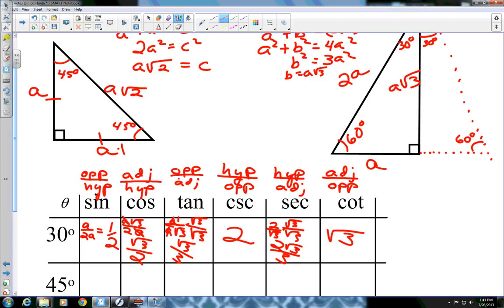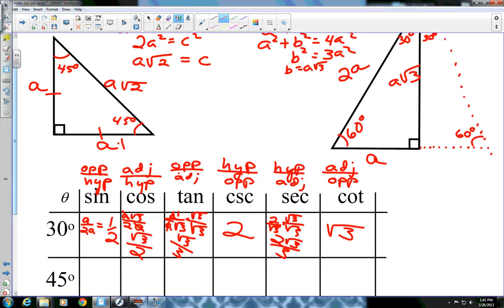Okay, so let's look at 45 degrees. So let's see. Doesn't matter which 45-degree angle I choose. I'll choose this one down here. Okay, so that would make this side opposite. Well, the opposite is A. The adjacent is also A. The hypotenuse is going to be A root 2. So when I look at the sine, opposite over hypotenuse, that's A over A root 2. Well, my A's cancel. That leaves me 1 over root 2. So multiply by root 2 over root 2. And I get root 2 over 2.